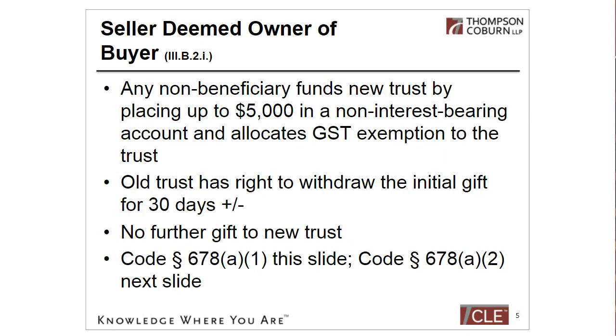So on slide five, any non-beneficiary will fund the new trust by placing up to $5,000 in a non-interest-bearing account and allocating GST exemption to the trust. Now, this really needs to be a gratuitous transfer. It's not any good if the beneficiary gives money to her friend and then the friend uses that money to fund that trust. No, that would be a step transaction. That would be bad. So it depends on who the person is who's funding the trust. So I may tend to do a smaller amount, like $1,000, unless they really want to maximize what it is.